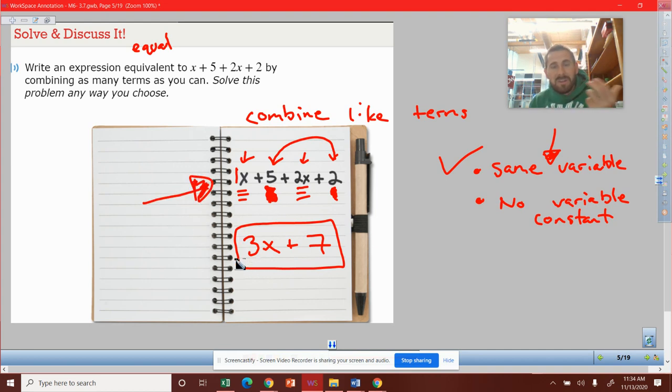And if you don't believe me, you can just plug in a number. You can plug in 1 for x and figure it out. So you plug in 1 for x down here, you get 3 times 1 is 3, and then 3 plus 7 is 10. If you plug the 1 in for x up here, you would get this whole thing to equal 10 as well. So for any number that I chose to put in there for x, it'll be the same as what I solved for up here as well.